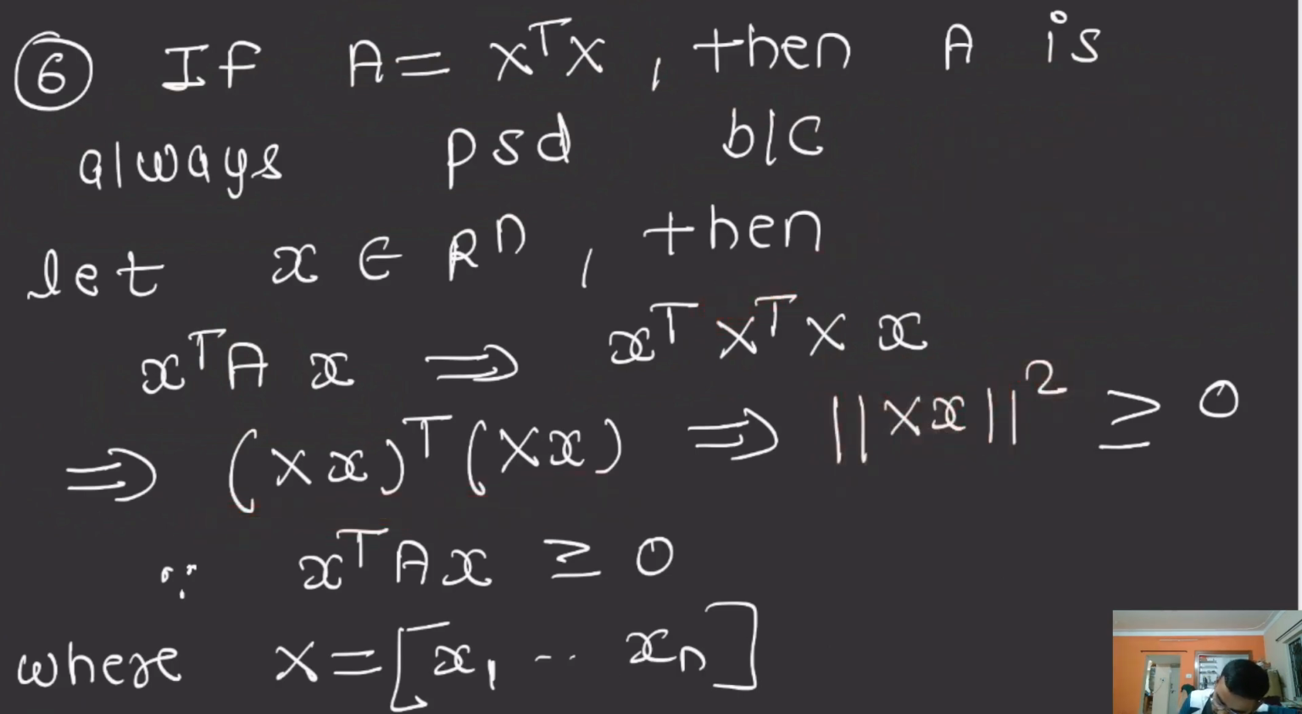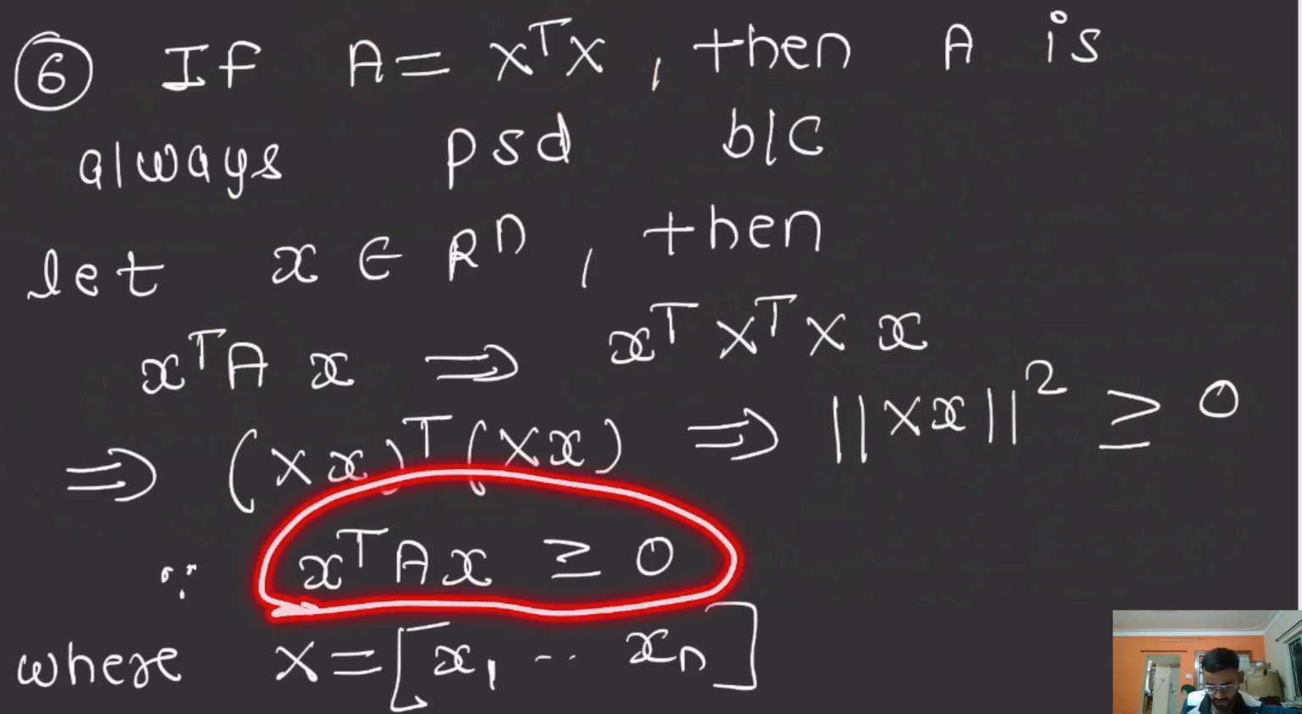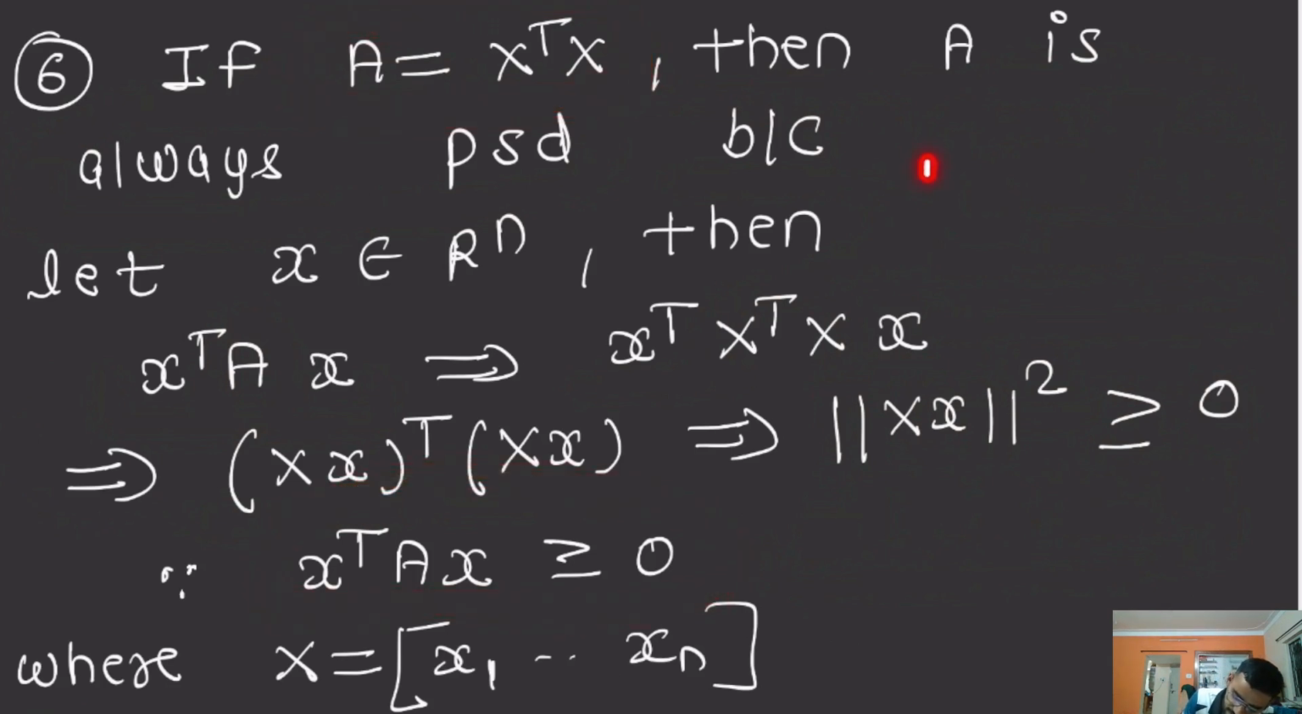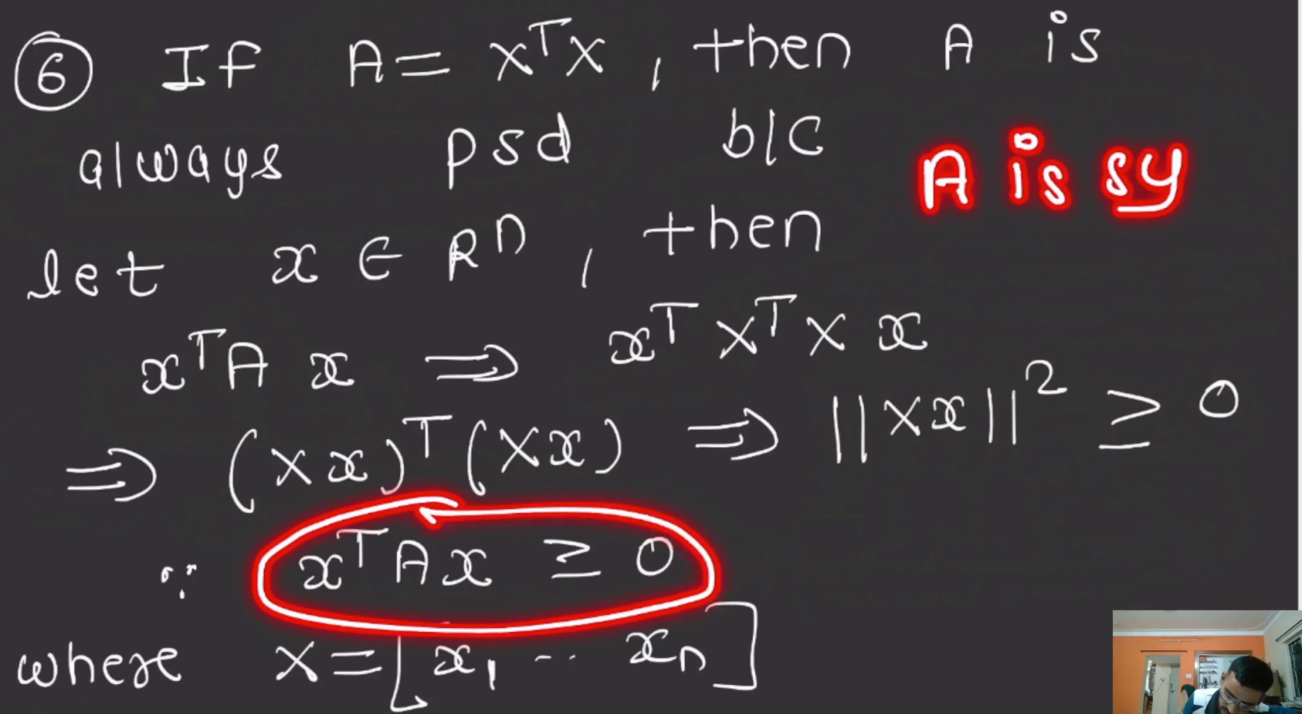Okay, since it is a square, it is always greater than or equal to 0, which means xᵀAx is always greater than or equal to 0 if A can be written as XᵀX, and hence this property is also satisfied. So A is symmetric, as we have seen, and xᵀAx is greater than or equal to 0, which means A is a positive semi-definite matrix. Okay.